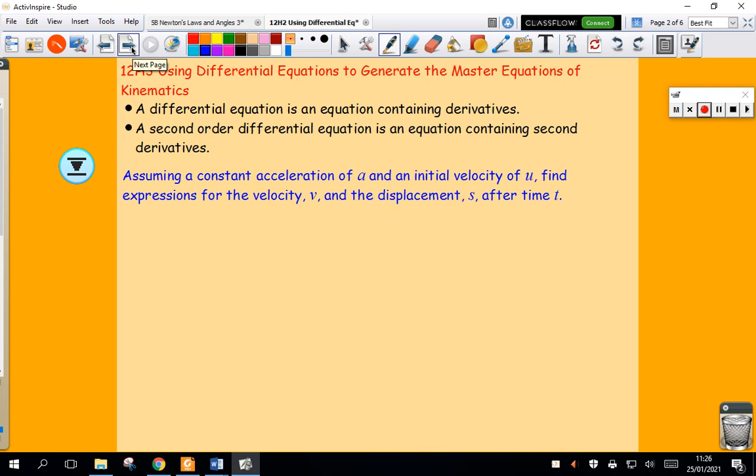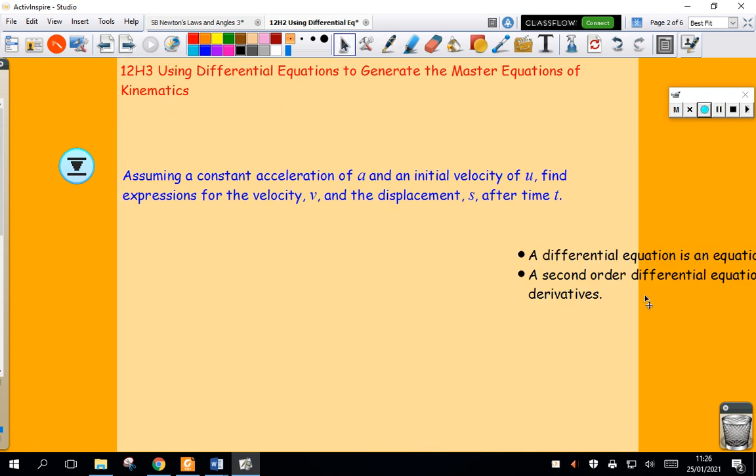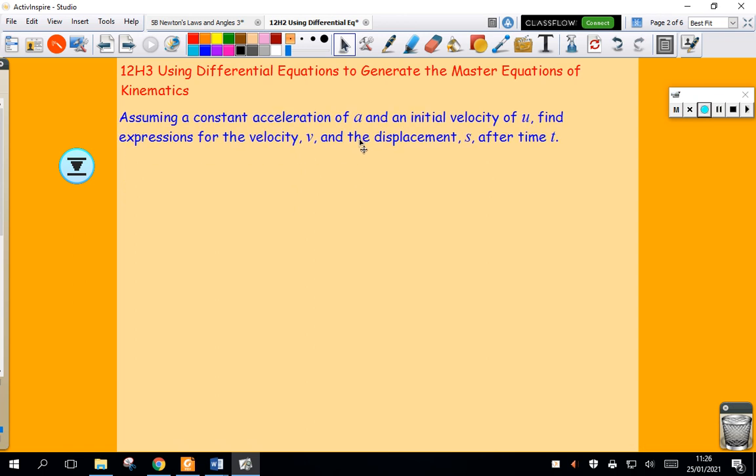So again, we're going to assume a constant acceleration. Let me get rid of these definitions just for the moment. Constant acceleration, that's important, of a, and an initial velocity of u. U is a constant as well. Initial velocity means the velocity is u when the time is 0. That's what initial velocity means. So what I'm trying to do is solve this differential equation, d2s/dt squared equals a. If the second derivative of position with respect to time is a constant, what happens?